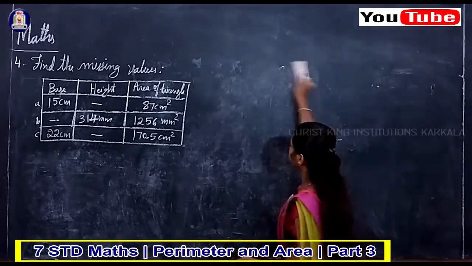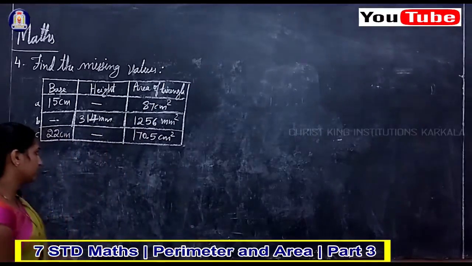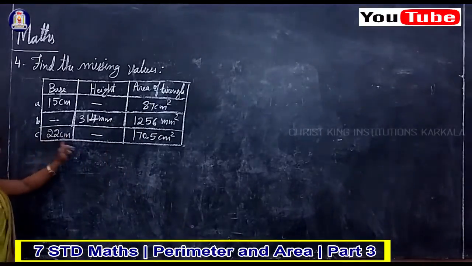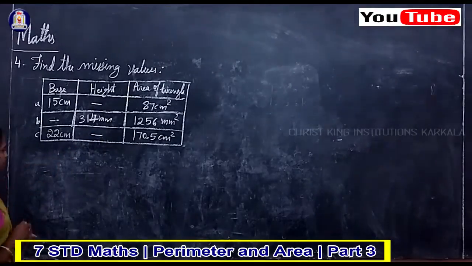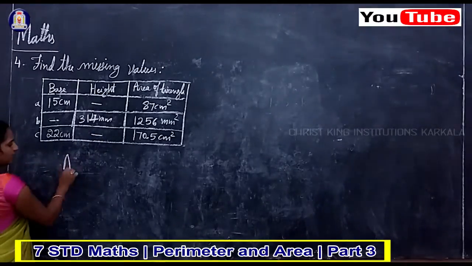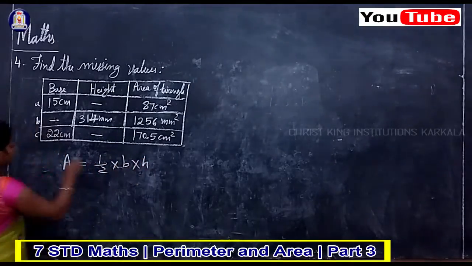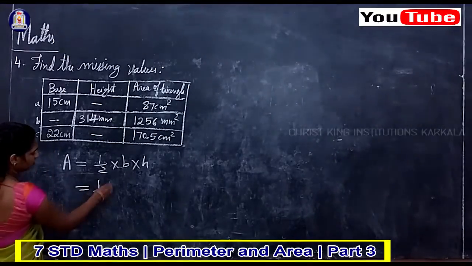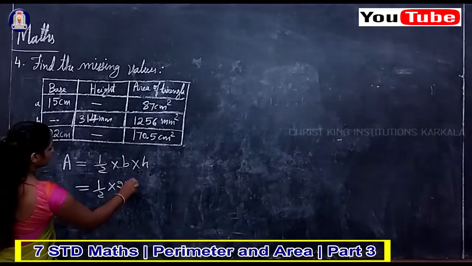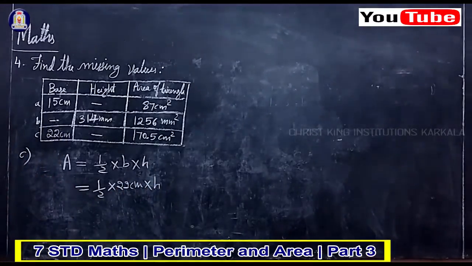170.5, not 1000, okay, 170.5 centimeters square, that is the area of the triangle, and base is given as 22 centimeter. Then we don't know what is the height of the triangle. Okay, so the same formula you have to use. A is equal to half into base into height. So we are solving now the last question, third one. Base is given, so substitute in place of b, write 22 centimeter, and height is not given, so write h as it is.